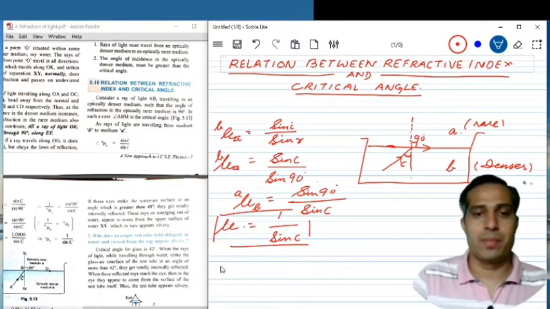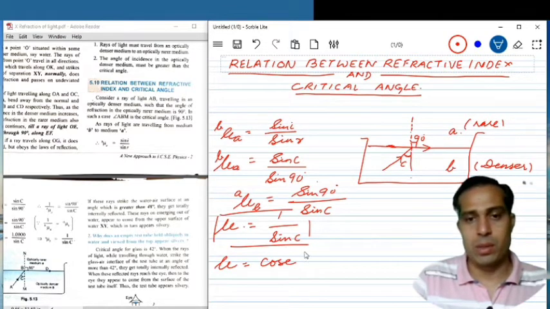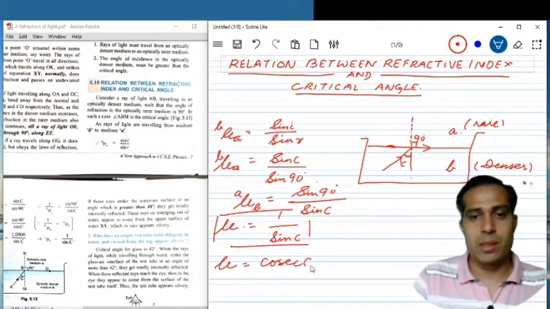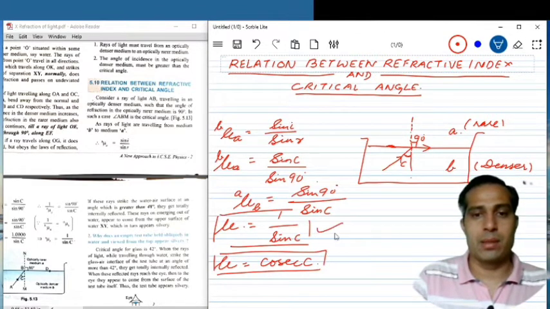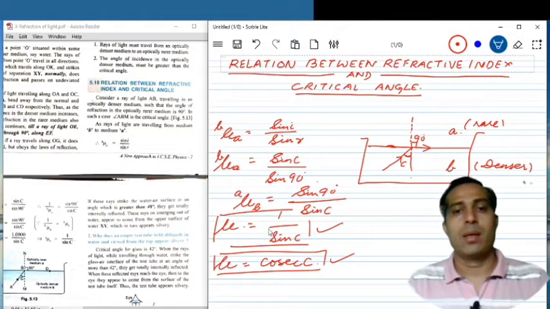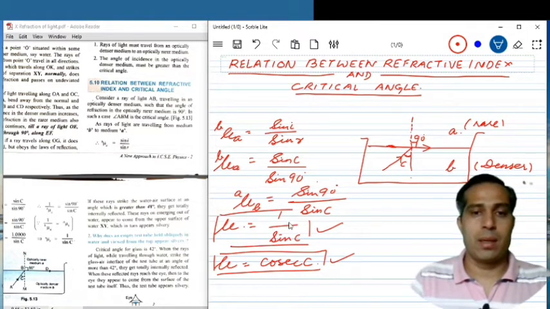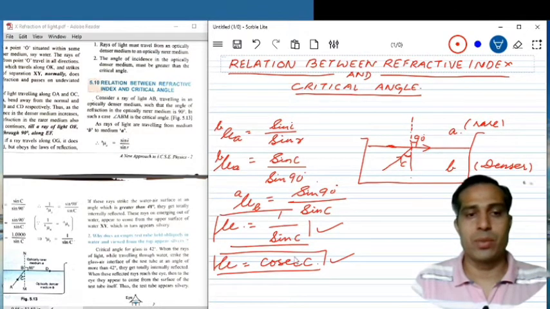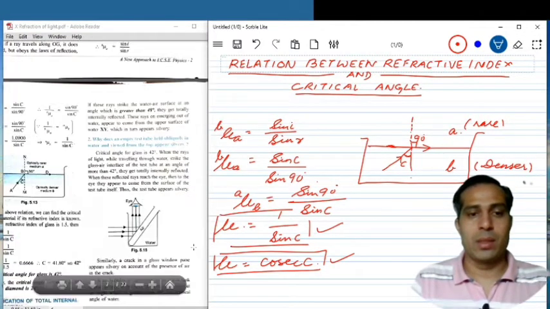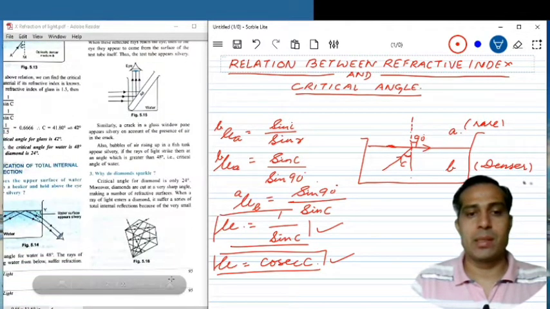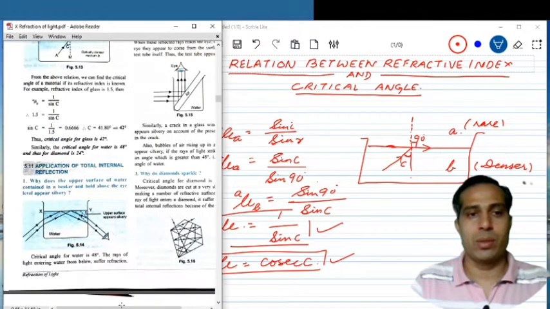This is the relation between refractive index and the critical angle. So we can say refractive index is equal to cosecant, because 1 over sine is cosecant. Either we can write it like this, or like this. Refractive index is the reciprocal of sine of critical angle, and refractive index is equal to cosecant of critical angle. So this is how the refractive index and the critical angle are related to each other.